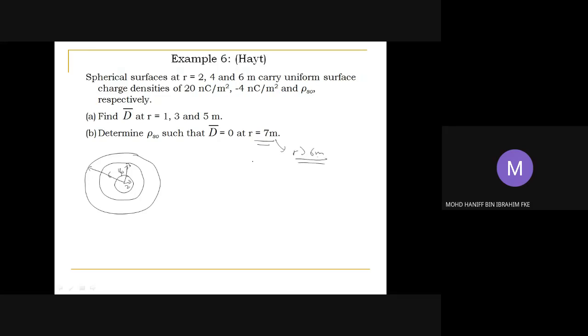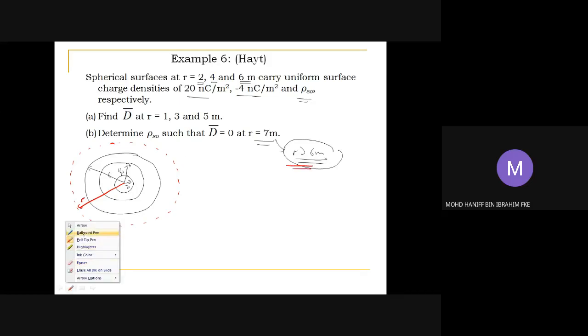Bigger than 6 meters. Okay, so we have 20 nano for 2 meter radius, -4 nano for 4 meter radius, and rho S naught for the 6 meter radius. So for R equal to 7 meters, which is for a region of R bigger than 6 meters, we need to sketch the Gaussian surface now. The Gaussian surface should be located outside here because our interest will be any point bigger than 6 meters. So that should be our R to represent this region of bigger than 6 meters.